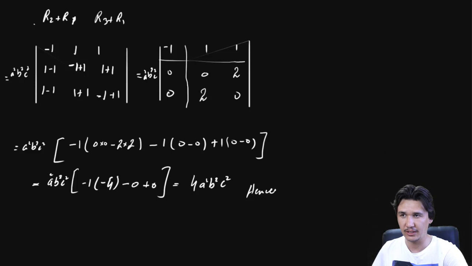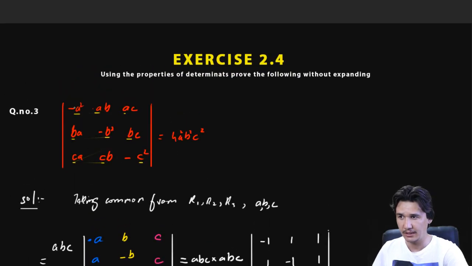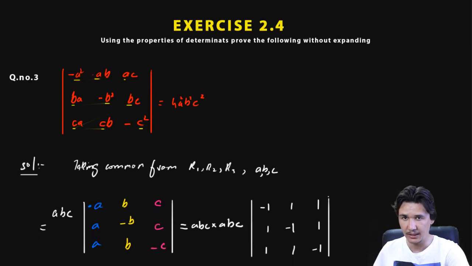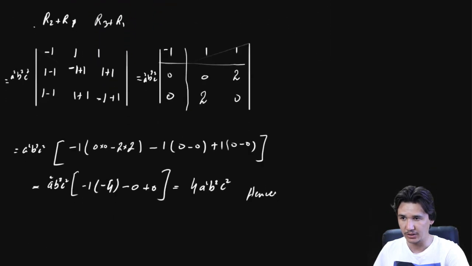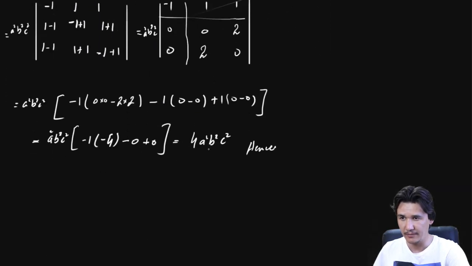If you check the question, the determinant a square, ab, ac; ba, minus b square, bc; ca, cb, minus c square is equal to 4a square b square c square, and here is the complete procedure for how we got it. I hope you got the basic idea of how we prove question number 3 in 2.4, and I will meet you in the next video with question number 4.